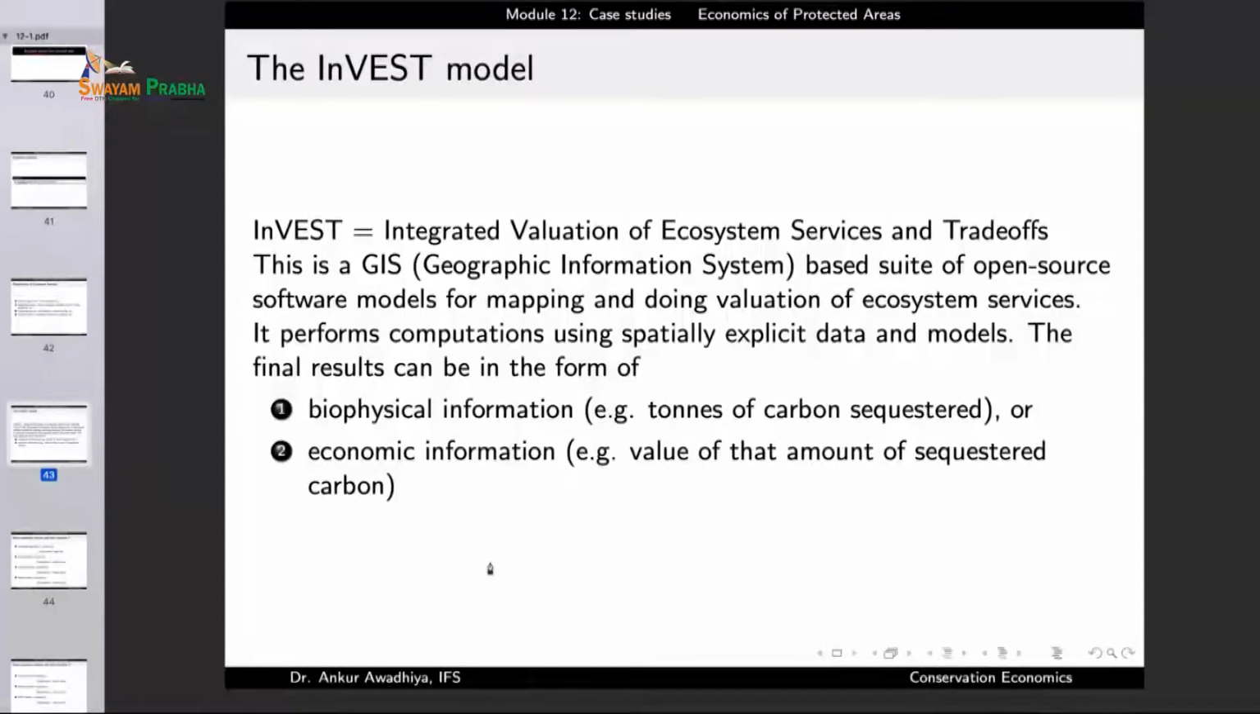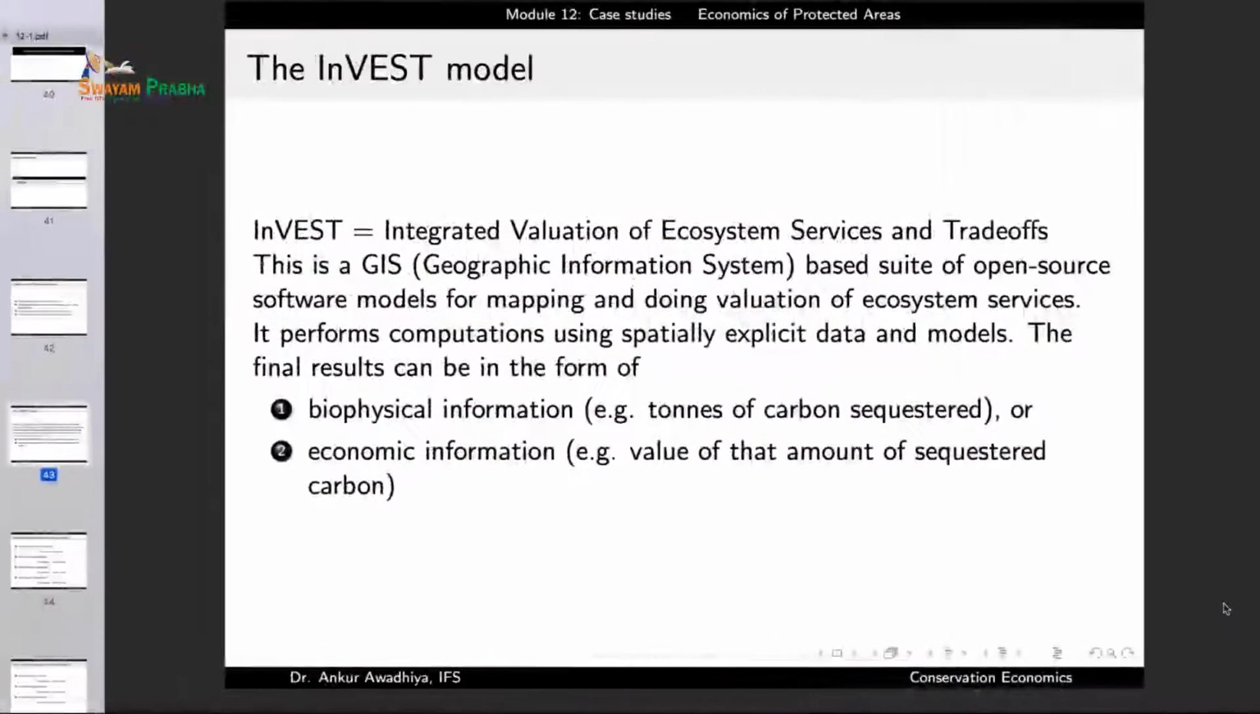Now, if you remember, a model is a simplified depiction of the reality, but the best thing about a model is that it permits us to do computations in a simplified manner. So, one such model is the INVEST model. INVEST is Integrated Valuation of Ecosystem Services and Trade-offs. An integrated valuation. So, you are incorporating a number of variables to do an integrated valuation of ecosystem services and also of the trade-offs that you need to make.